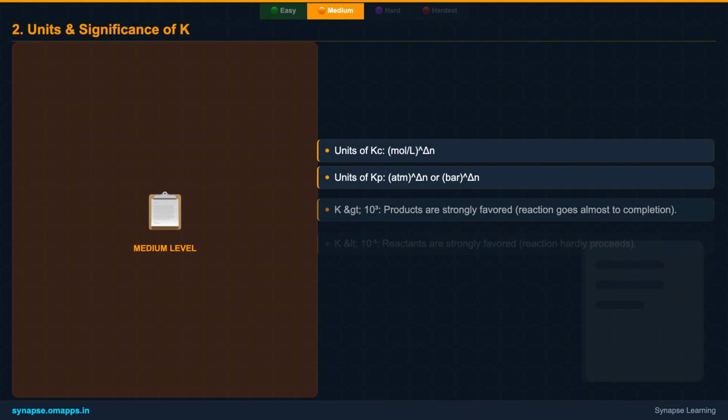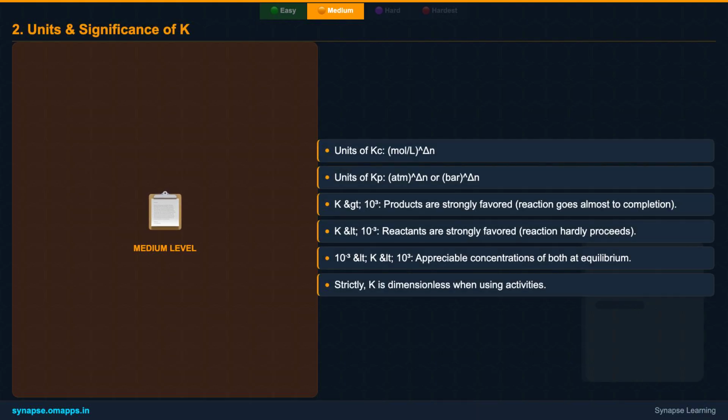Understanding the units of Kc and Kp is also crucial. The units depend directly on the value of Δn. For Kc, the unit is typically (mol/L) raised to Δn, and for Kp, it's atm or bar raised to Δn. While strictly dimensionless when using activities, these units are commonly used in problems.